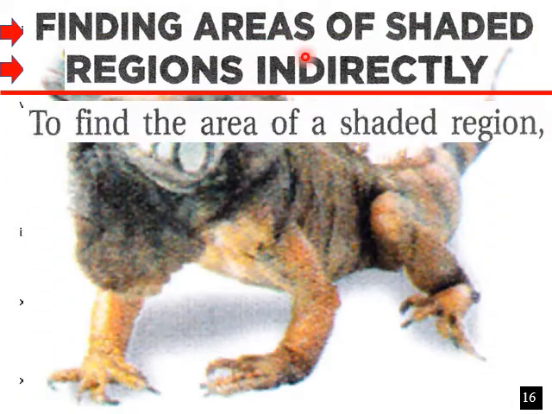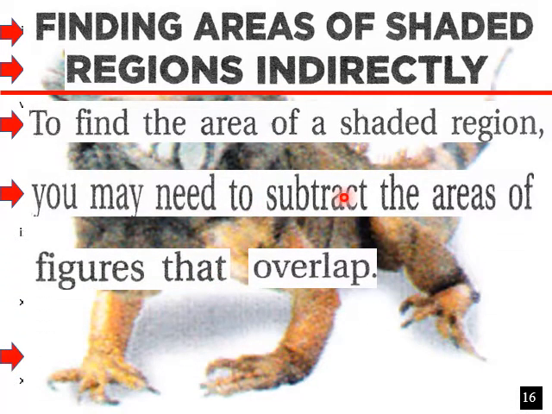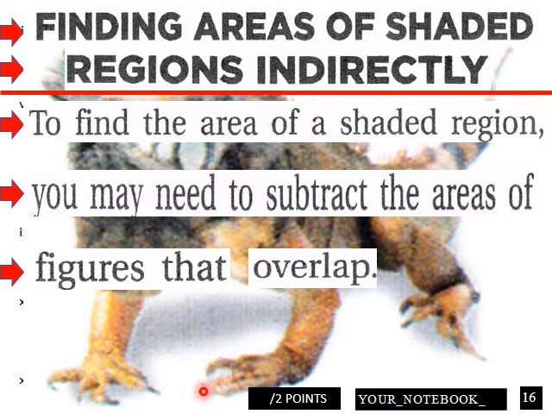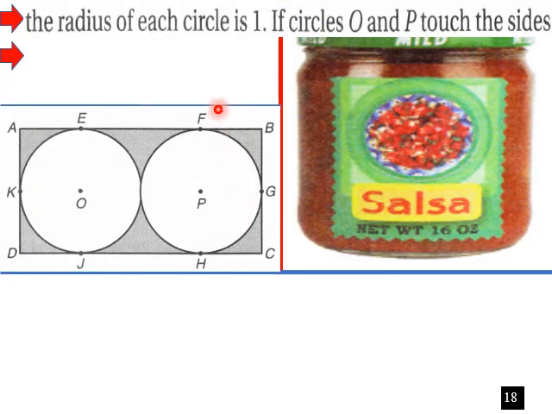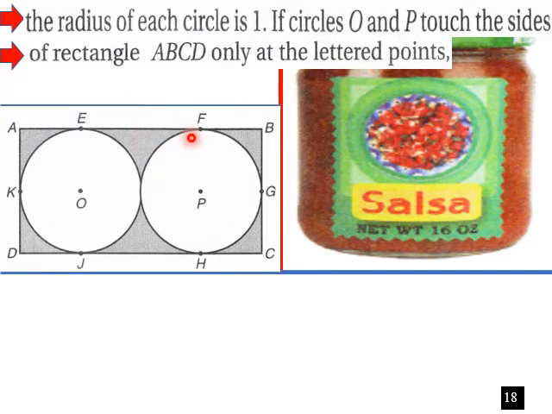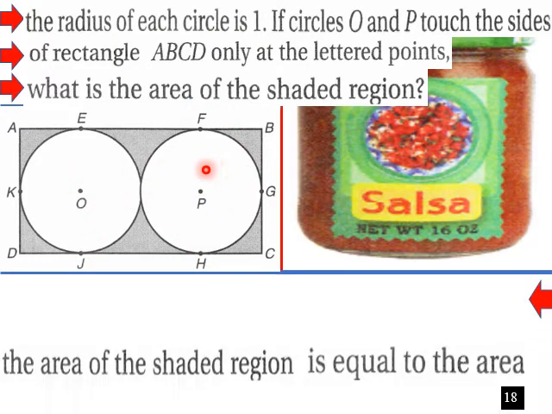Finding areas of shaded regions indirectly. To find the area of a shaded region, you may need to subtract the areas of figures that overlap. So we're going to use subtraction now to find area. The radius of each circle here is 1. If circles O and P touch the sides of rectangle ABCD only at the lettered points, what is the area of the shaded region? We need to find the area of the shaded region by taking the rectangle and subtracting the two circles.